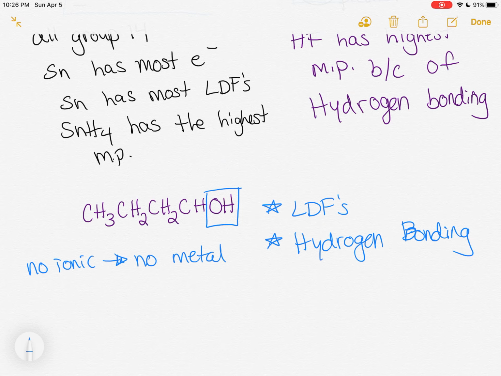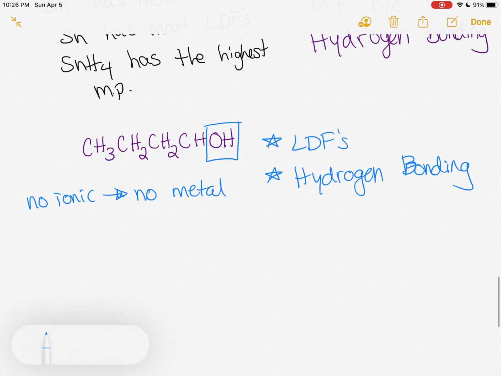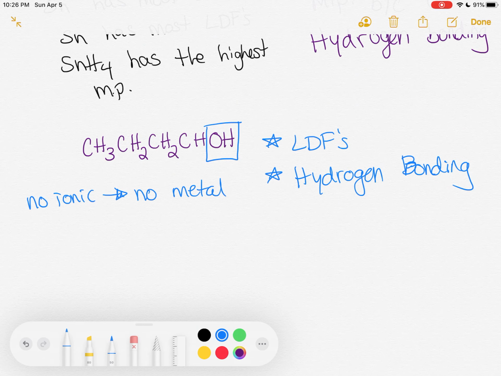So we've also got hydrogen bonding here because we have that oxygen attached to a hydrogen. Now, since we have hydrogen bonding, we don't have to say that we have dipole-dipole forces. We would always say that hydrogen bonding will trump dipole-dipole forces. If we have a polar bond, we have dipole-dipole forces, but if we have that special dipole-dipole of hydrogen bonding, we don't need to say that there's dipole-dipole. We can just say hydrogen bonding.